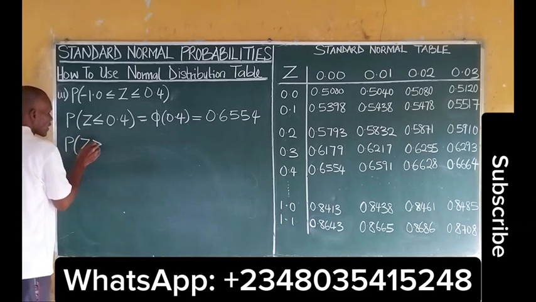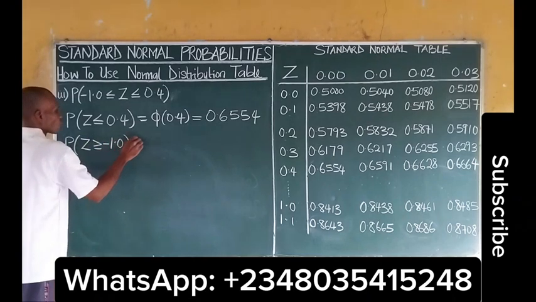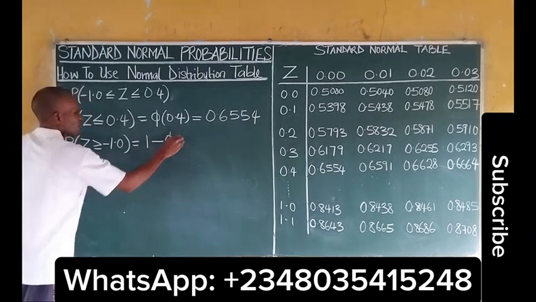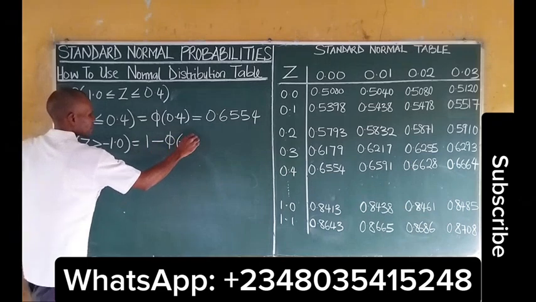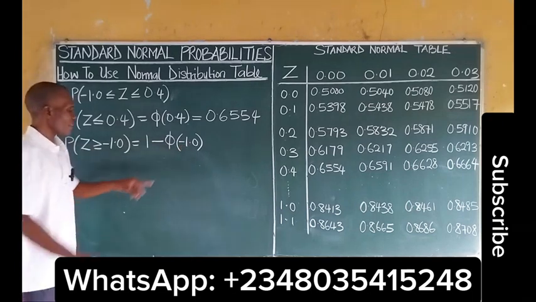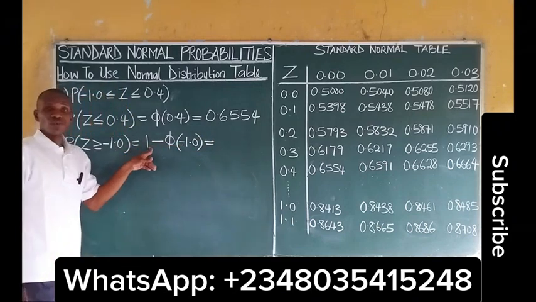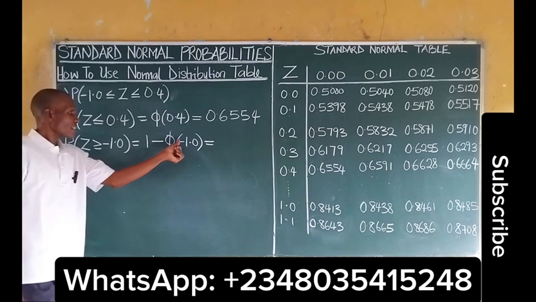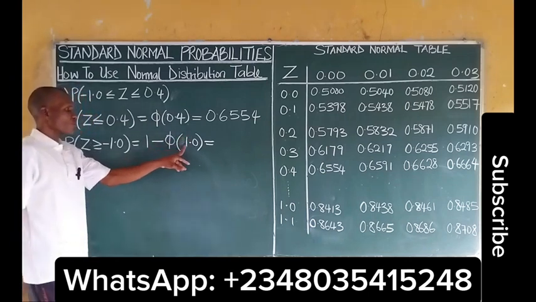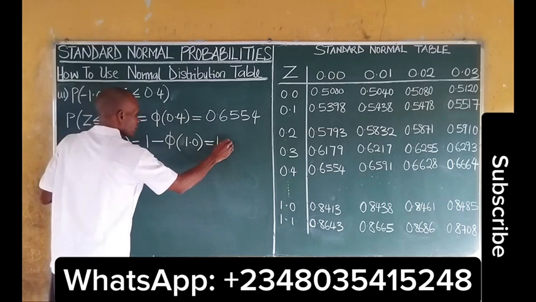Also, we have the probability that Z is greater than or equal to negative 1.0. So what is this value? This value is 1 minus our normal curve of negative 1.0. At this point, the negative sign does not mean anything. It is because of the negative sign that we have to include 1. We can still write it as 1 minus the normal curve of 1.0.